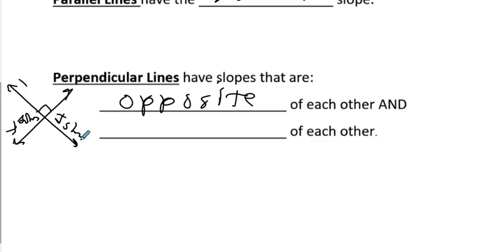But two perpendicular lines have to be opposite. One has to be positive, one has to be negative, except in a very special circumstance we'll talk about later. They also have to be reciprocals of one another.